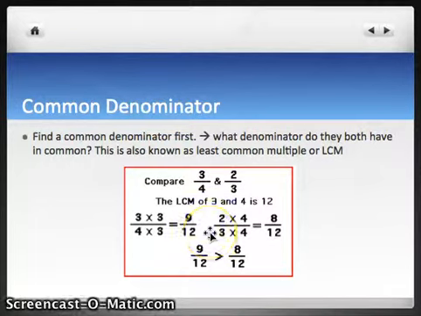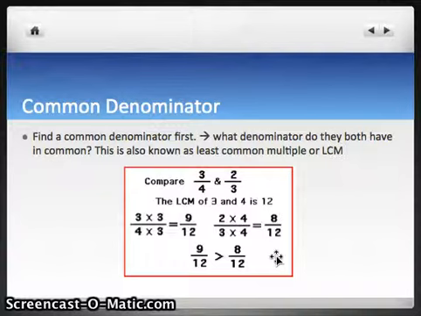In order to change 2/3, I did the same thing. To get it to twelfths, I had to multiply by 4. I had to do the same thing to my numerator, which is 4 times 2, which equals 8. So now my new fractions are 9/12 and 8/12.